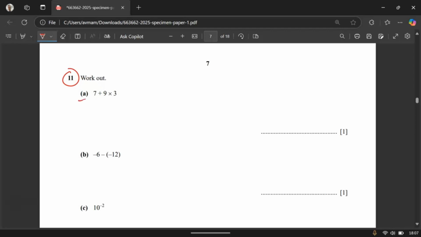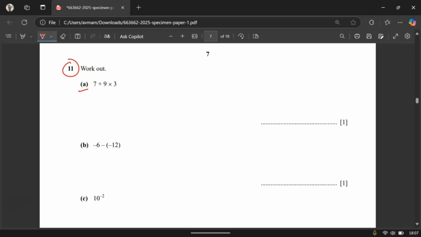Work out 7 plus 9 times 3. You know the BODMAS rule. First we need to multiply before we add. So 9 times 3 will give you 27, and 27 plus 7 is 34.